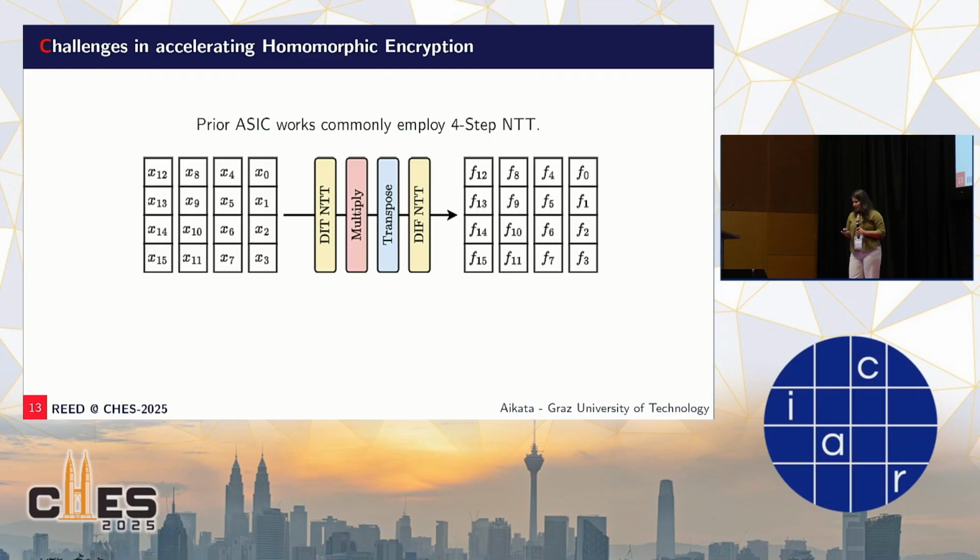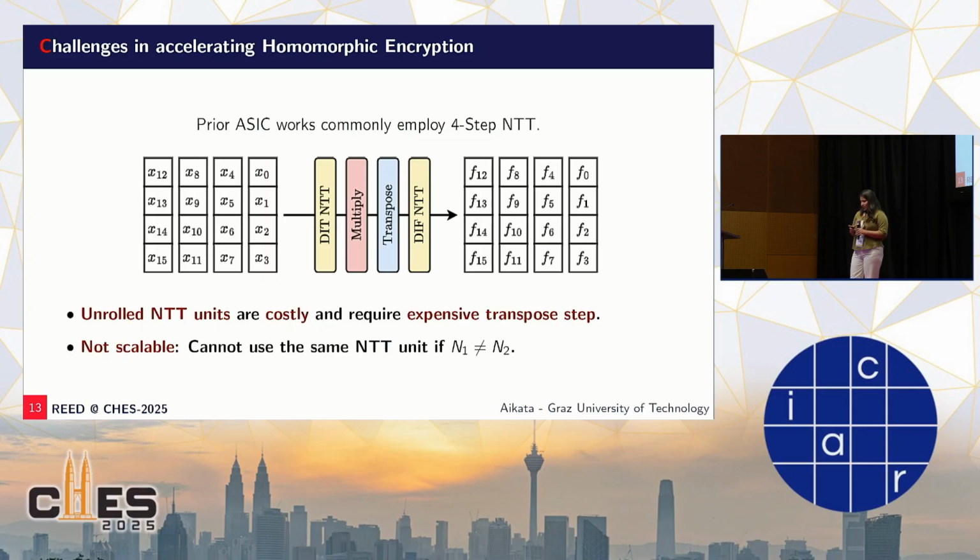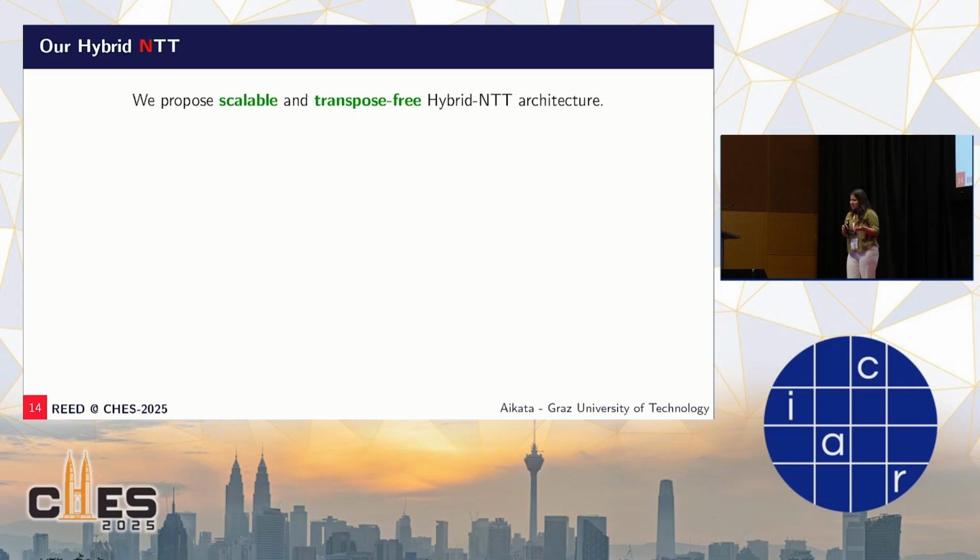And this NTT had several problems when we wanted to use it for chiplet-based design. First of all, the unrolled NTTs were quite expensive. On top of it, the transpose operation, or the way the operations were supported, was also very expensive. Secondly, this was not scalable. Because of the strict requirement of a square matrix, we were not able to have it supported by low bandwidth communication. So with these 2 problems, we decided to go ahead and propose a scalable and transpose-free hybrid NTT architecture.